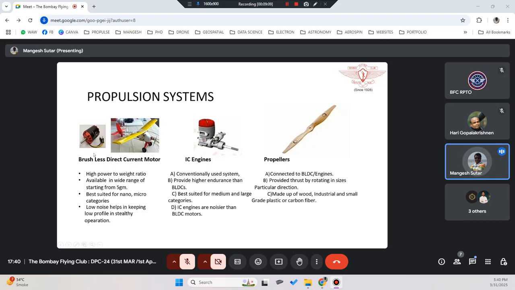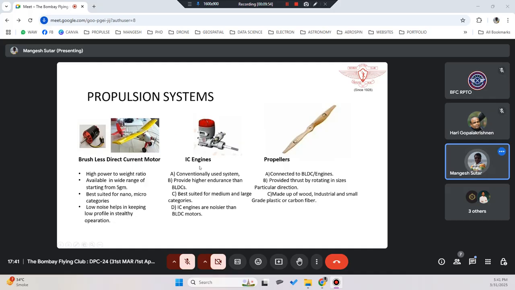But if you are using an electric motor, you get a high power to weight ratio available in a wide range, starting from 5 grams. Best suited for the nano and micro category of drones. So using electric motors, you cannot have very big fixed wing drones. You can have small ones, like you normally use in aero modeling or small operations. Low noise helps in keeping a low profile in stealth operations. That means your endurance is also very less, because these are battery powered.